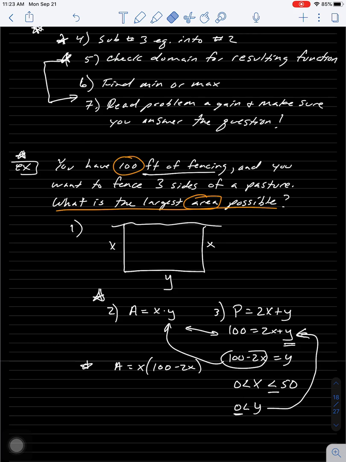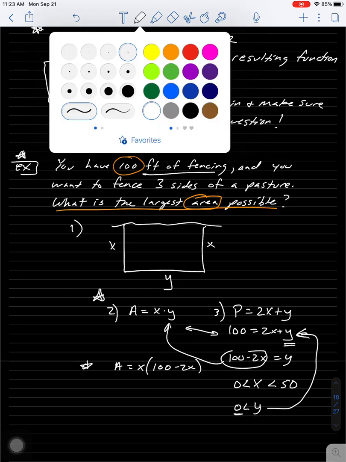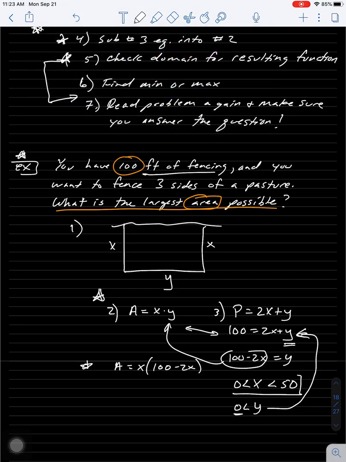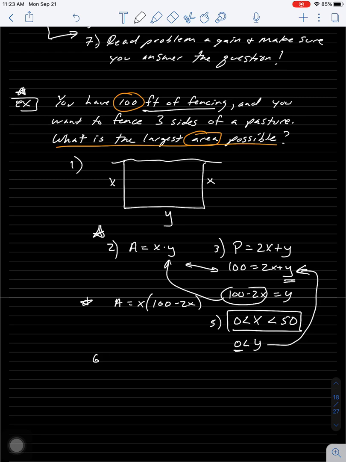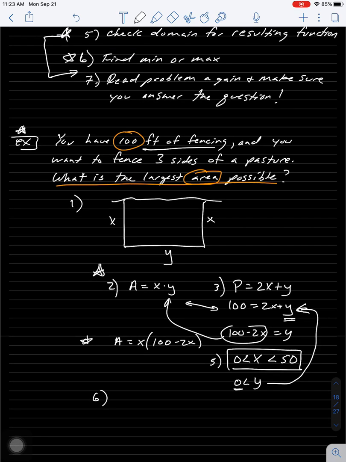And the other reason is sometimes you'll get more than one critical point, and this restriction right here will help you pick which one's the correct one. Okay, so that's our step 5 here, I guess. And then step 6 is to find the min or the max of your function. So that's going to be just like section 4.5, finding min and max.